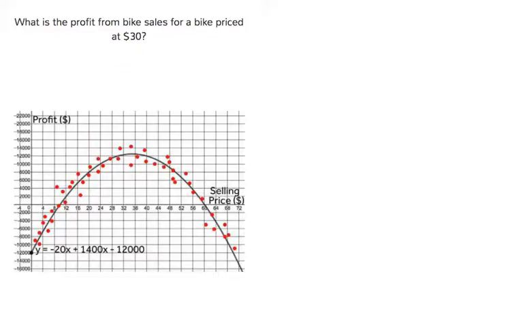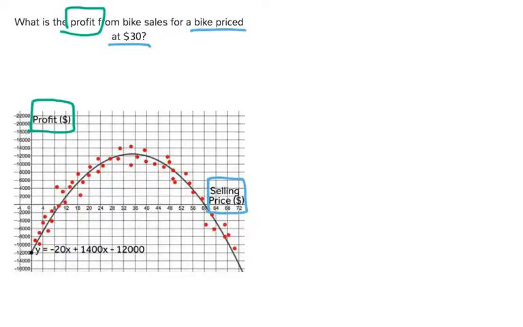What is the profit from bike sales for a bike priced at $30? Okay, so we're looking at a couple things here. We're looking for the profit, which is on the y-axis, and we're looking for the profit when the bike is priced at $30, and the selling price is on the x-axis here.